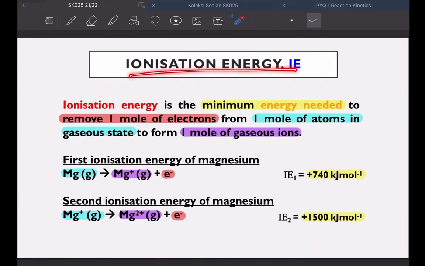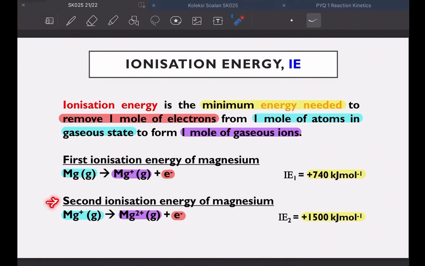So ionization energy, IE, is the minimum energy needed to remove one mole of electrons from one mole of atoms in its gaseous state to form one mole of gaseous ions. So this basically means this chemical equation. So here we have one mole of electrons being removed from one mole of atoms in its gaseous state to form one mole of gaseous ions. Okay, so this is the first ionization energy, or IE1. So this is the amount of energy that will be absorbed to remove this one mole of electrons.